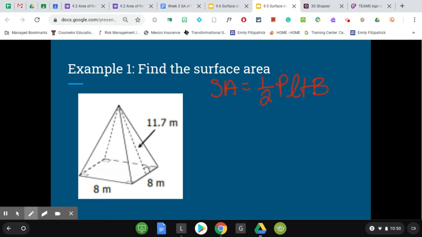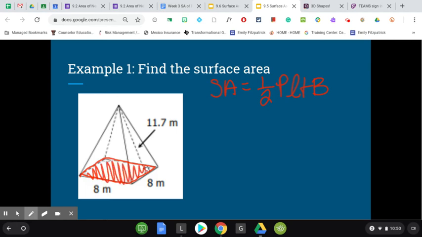Okay. So remember, P is the perimeter of the base. We're going to go through and find each letter individually, the P, the L, the B. Once we have them all, we will plug them into the formula. So I'm going to highlight the base for us. Okay, this is the base. This is what we're going to be working with for the P and the B.